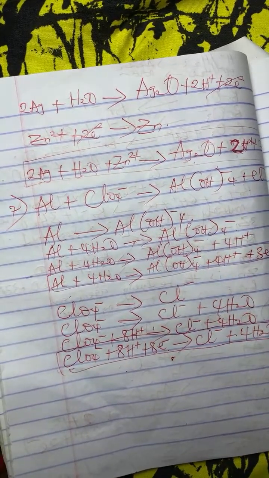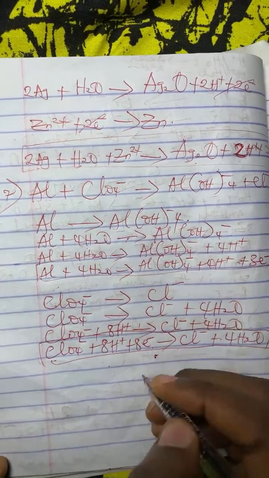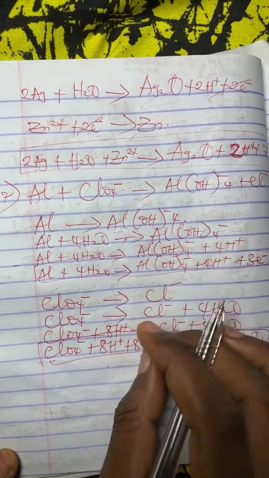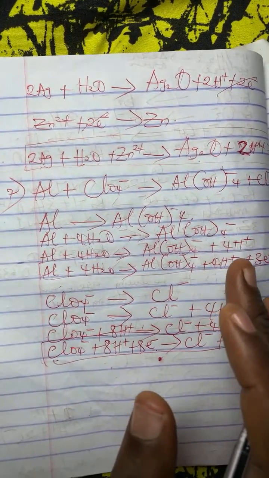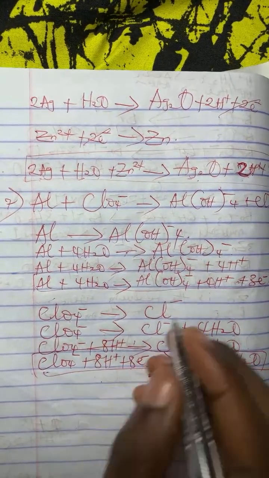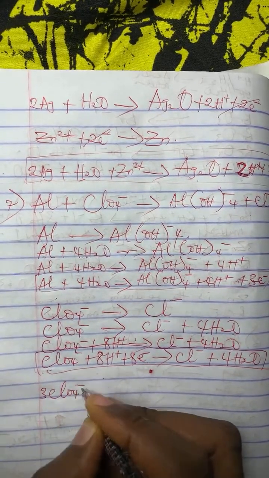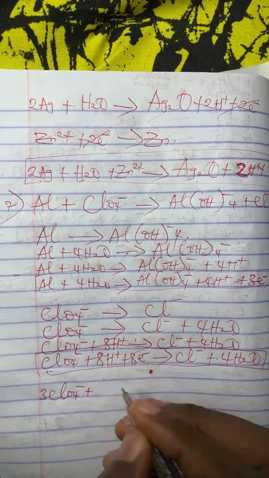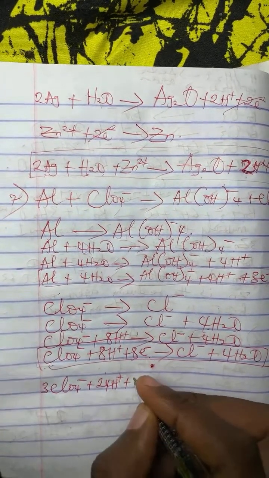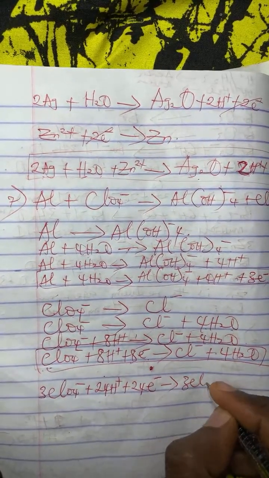So I'm going to use the 3 electrons to multiply the lower one, and use 8 to multiply the upper one, so that we have the same number of electrons that can cancel out each other. That's the goal. That's why we are multiplying, so that the electrons can cancel out each other. So I'm going to say 3 times this. I'm going to have 3ClO4 minus plus 3 times 8H plus, which is 24H plus. Are we there now? 3 times 8, 24 electrons, gives 3Cl minus.